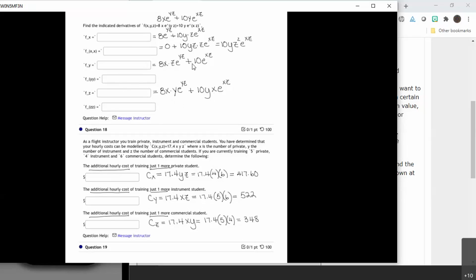So f sub y, if I want to take the derivative of this again, the second term has no y's in it. The first term is going to give me another z, because I'm differentiating with respect to y. So this gives me 8xz squared e to the yz. And here, if I'm differentiating with respect to z again, this is just going to accumulate another y here and another x here.